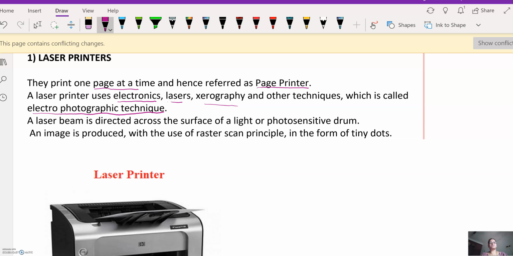Here what happens is we take a laser beam, and it is directed across the surface of the photosensitive drum. So here also we have a drum arrangement which is very sensitive to light, and this laser beam is directed across the surface of the drum, and we are able to produce an image on the drum by using the principle of raster scanning in the form of tiny dots. Already we have discussed raster means arrangement of dots. So by that principle we will be able to generate any type of characters or any type of images.